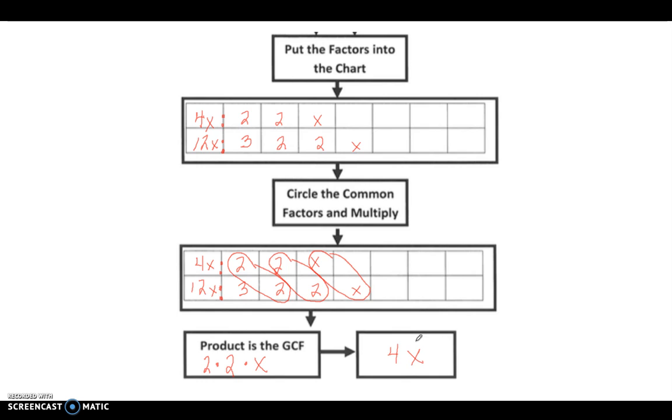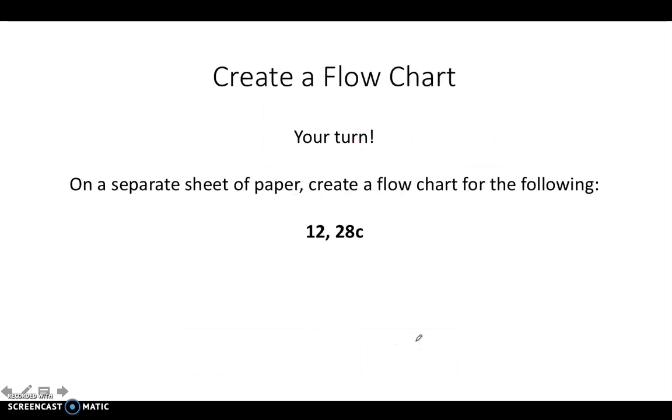All right, take a second, look over this flowchart, and if you have any questions, please raise your hand before moving on. Because for this next part, I want you to create your own flowchart. It's now your turn. So go ahead, get out a separate sheet of paper, and create a flowchart for the following. You have the terms 12 and 28C. Again, if you have any questions, please raise your hand and I will be over to help. Thanks.